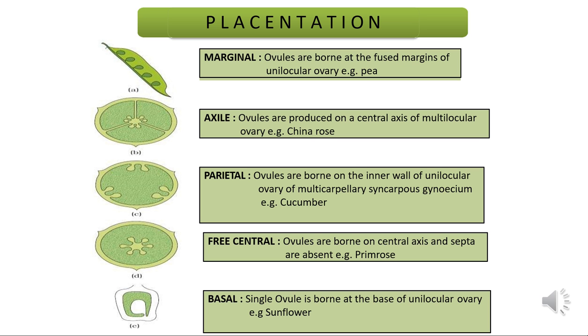So next one is basal. A single ovule is borne at the base of a unilocular ovary. Pistil can be monocarpellary or syncarpous, but the ovary is unilocular. It bears a single placenta at the base with generally one single ovule. Examples are sunflower, marigold, etc. So this is all about placentation.